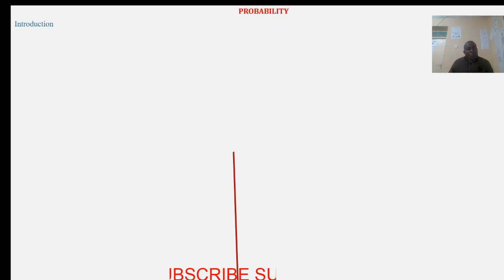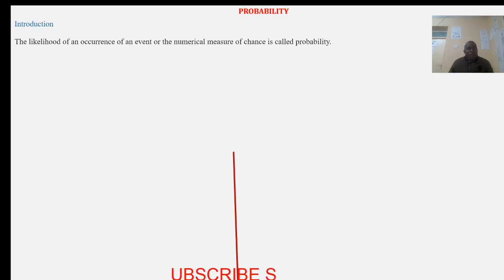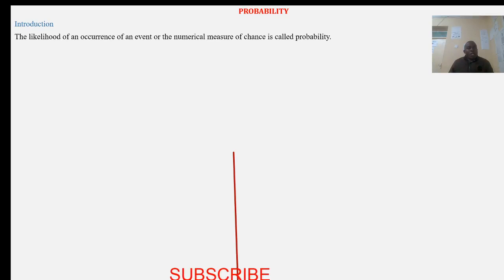The topic: probability. Now, when we talk about probability, that is the likelihood of an occurrence of an event or the numerical measure of chance. That is what we call probability. We have some types of probability that we shall discuss.